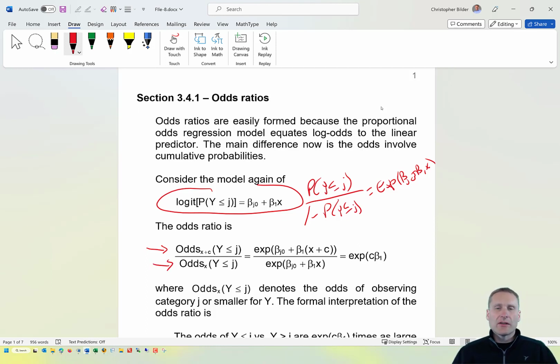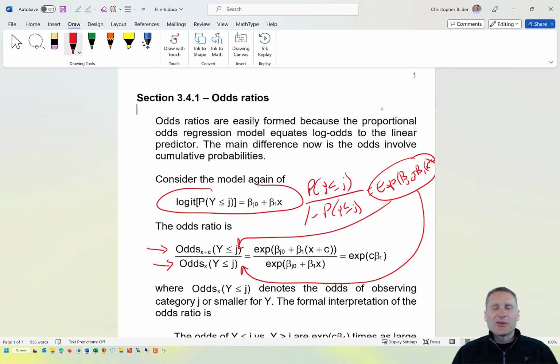Notice the notation here. I put in parentheses y less than or equal to j, just to emphasize that we're working with these cumulative probabilities. So here's my odds. Notice this is what goes in the numerator. What goes in the denominator is if I add c, this goes in the denominator, this goes into the numerator where I have x plus c instead. And so, of course, some things cancel out like what we've seen in the past, and we're left with the exponential function evaluated at c times beta 1. So notice that x does not play a role.